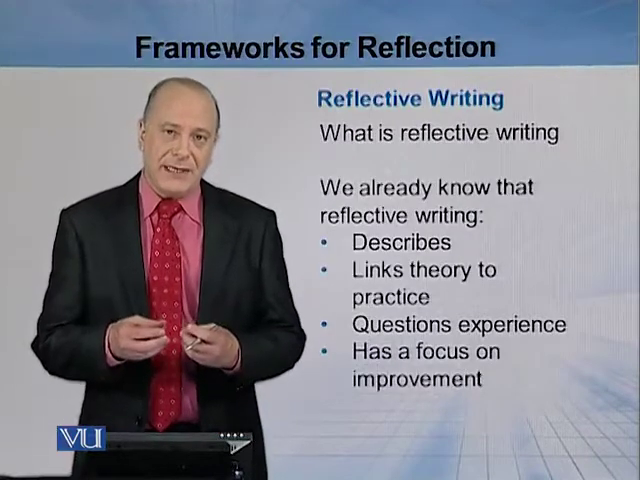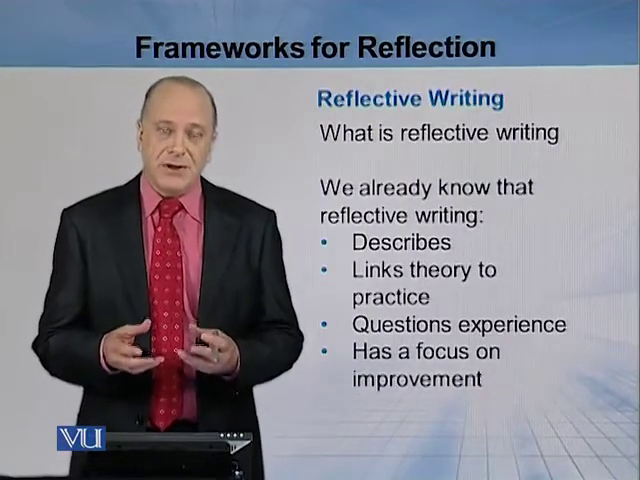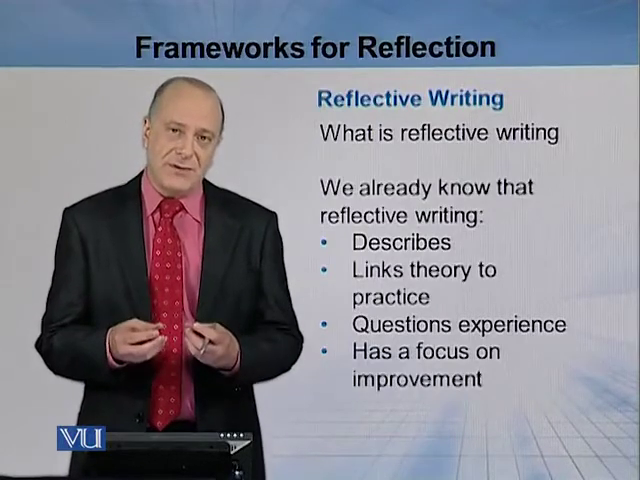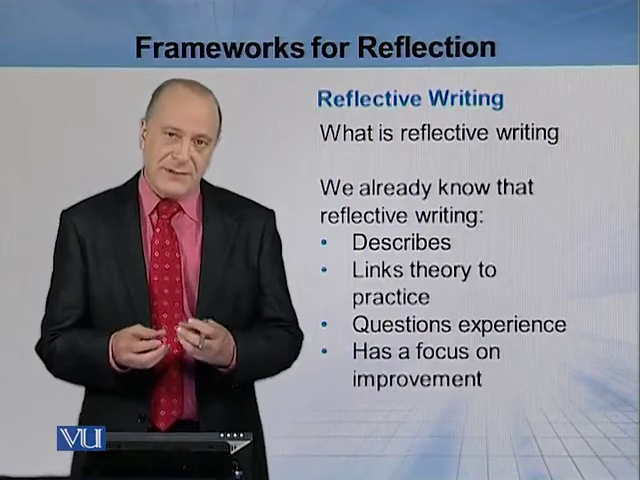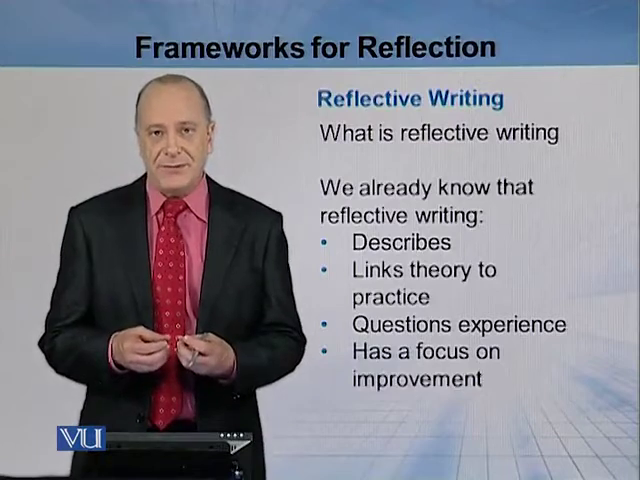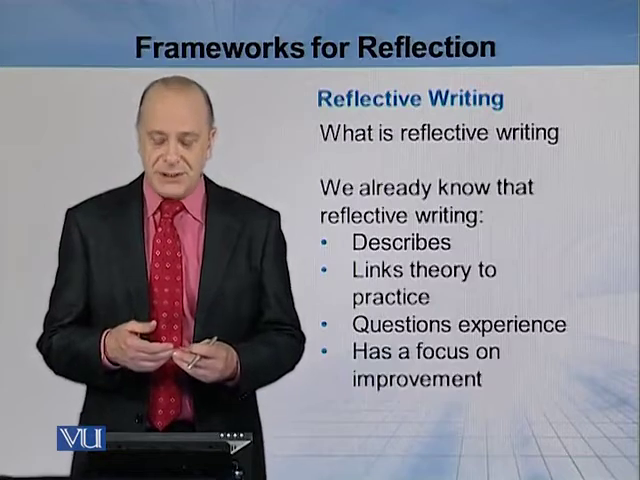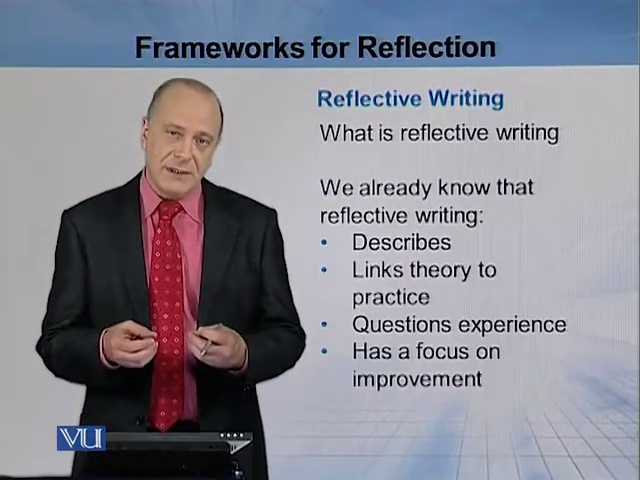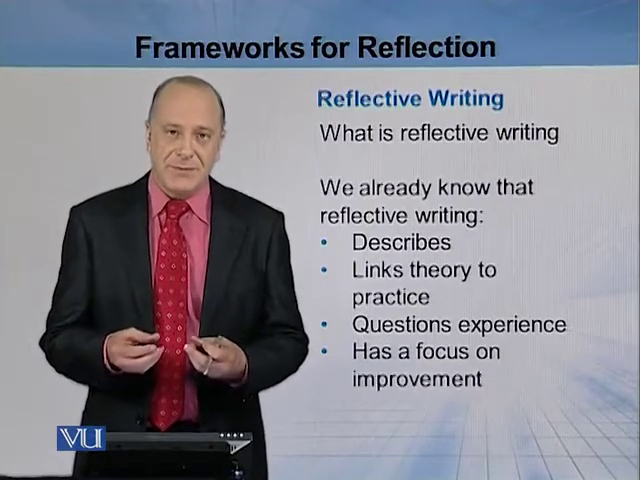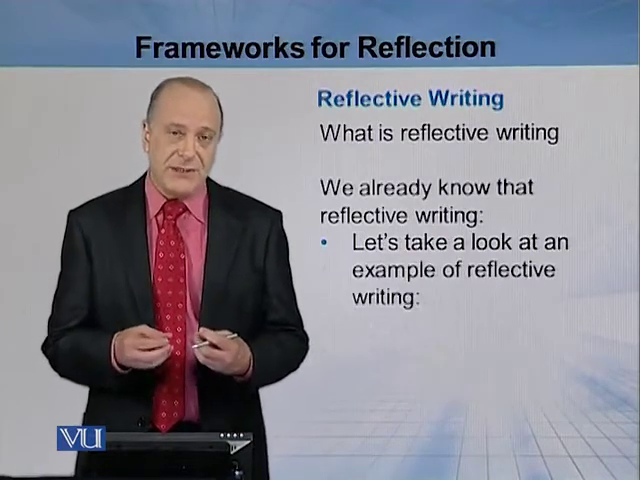And so what we can say is that reflective writing is descriptive. It describes occurrences which are happening. It also links theory to practice and also questions experience. And these two things together help the reflective practitioner interpret occurrences in the classroom. So one part of reflective writing is description, the other part is interpretation. And then finally, the reflective writing has a focus on improvement, or in other words, looking at outcomes. So there are three components to reflective writing that the reflective practitioner needs to think about.